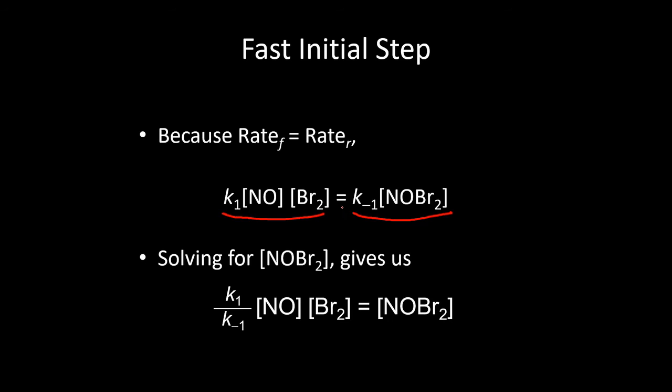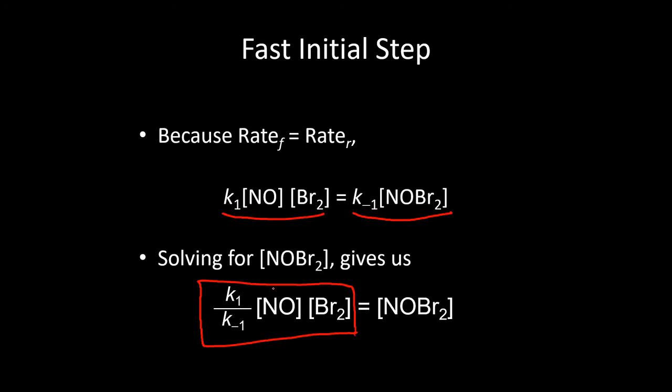So because the forward and reverse reactions are equal to each other, we can set the rate laws equal to each other. And if we do a little bit of rearranging here, and it truly is just a little bit, I'm just going to divide both sides by k-1, we now have an expression for the concentration of the intermediate that is only in terms of reactants or products.